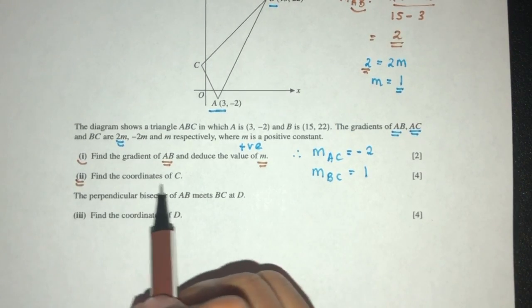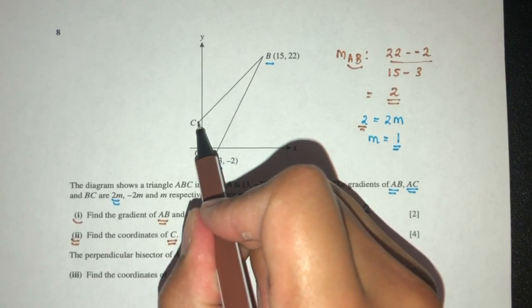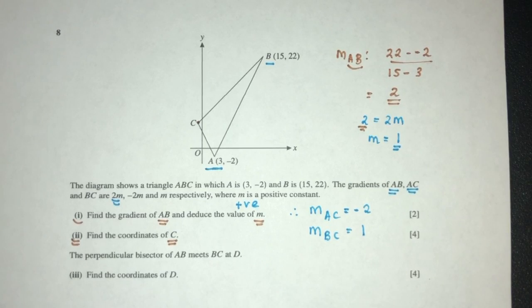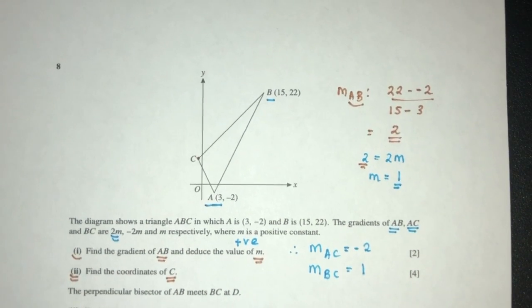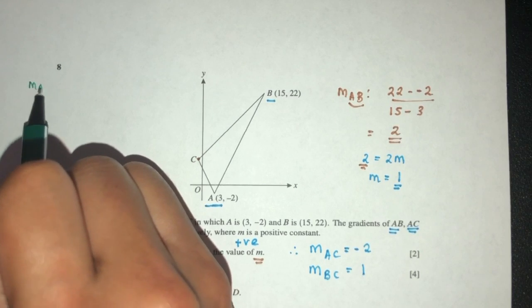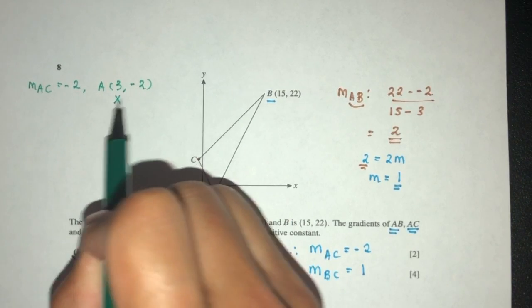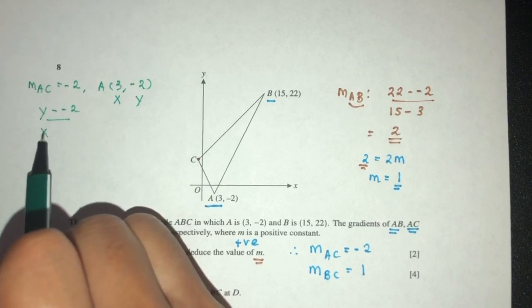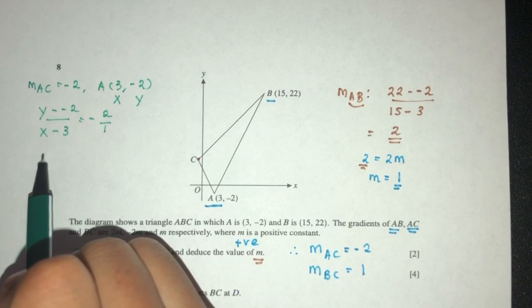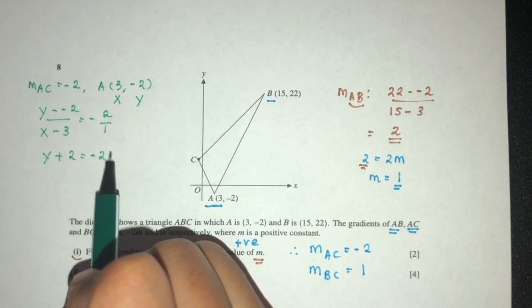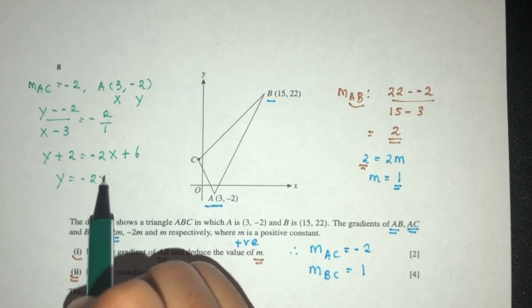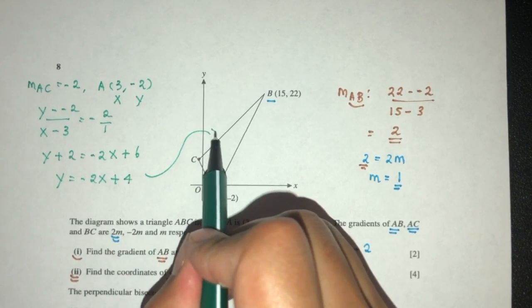Now part 2, we have to find the point C. So pretty easy. How would you find the point C? By observation, you can see the point C is the point of intersection of the line AC and the line BC, right? So we can first find the equation of those two lines and then find the point of intersection. One by one. We know the gradient of AC is minus 2 and the passing point is A, which is given to you by (3, -2), the x value and the y value. So (y plus 2) over (x minus 3) should be minus 2 over 1. Y plus 2 has to be minus 2x plus 6. Y is equal to minus 2x plus 4. This is the equation of the line AC.